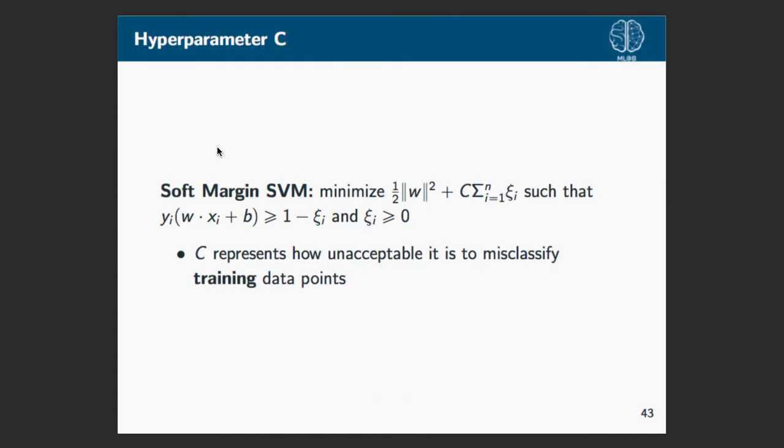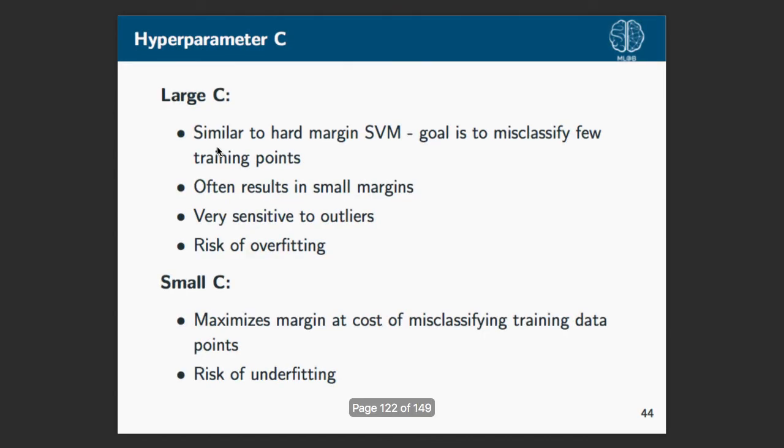So, just to recap, this is a soft margin SVM formulation, and the C represents how unacceptable it is to misclassify training points. So our hyperparameters, right? For C, if we have a large C, that's similar to having a hard margin. This results in really small margins because you want to make sure all your points are correct, and so it's really sensitive to outliers and risks overfitting. On the other hand, a small C has a low cost of misclassifying training points, so it has a risk of underfitting, on the flip side.